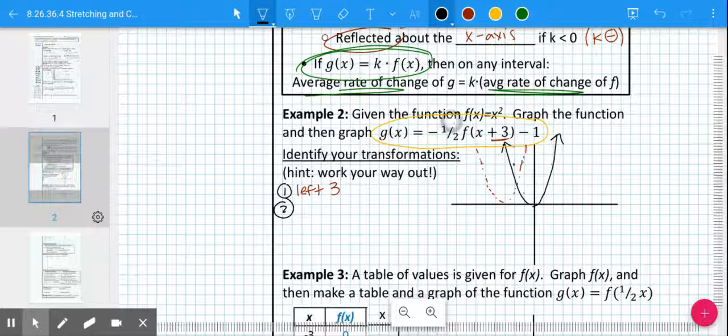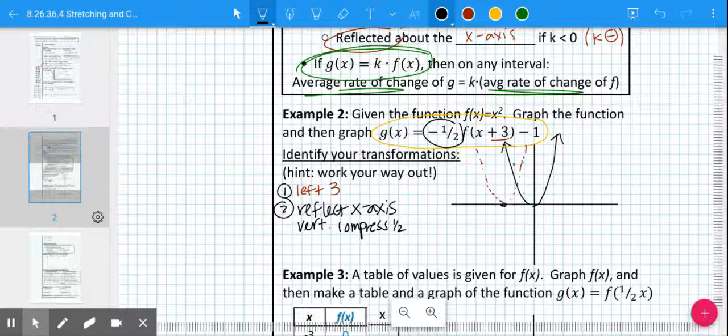Then we're going to move to the next outer thing that we see. I see in front a negative 1/2. That's going to do two things. That's going to reflect it over the x-axis and also vertically compress it by 1/2. So we are going to do both of those things in one step. The order actually does not matter for both of those. So we're going to vertically compress and reflect it.